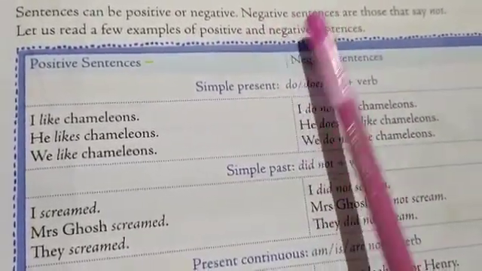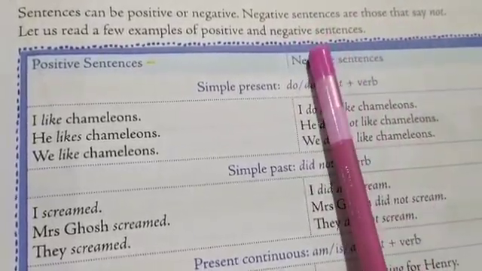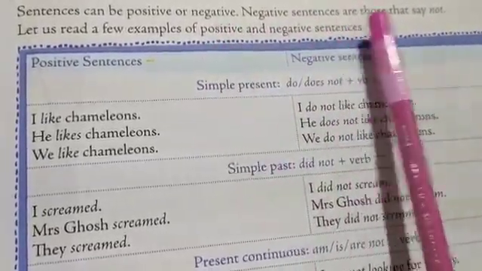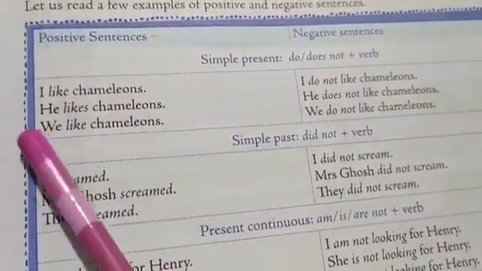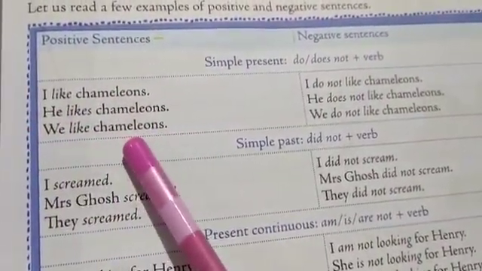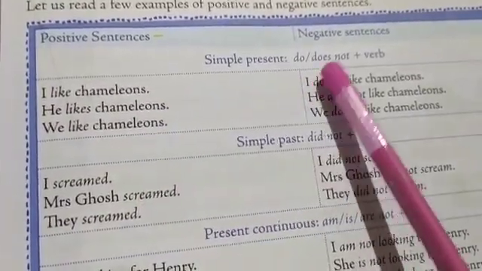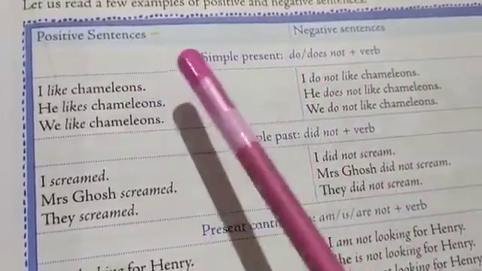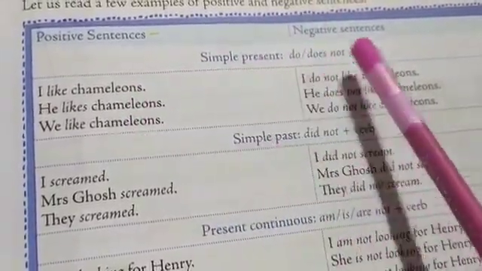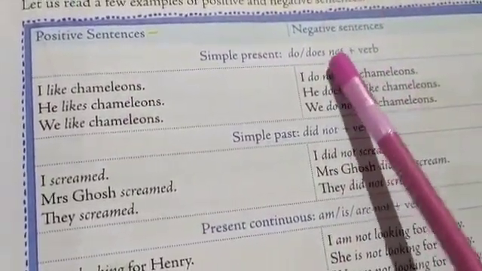So where there will be a not, it will be a negative sentence, and a positive sentence doesn't contain the word not. See, positive sentence: I like chameleons, he likes chameleons, we like chameleons. Simple present: do, does, not plus verb. We use do, does in simple present, and for a negative sentence we add not plus verb.